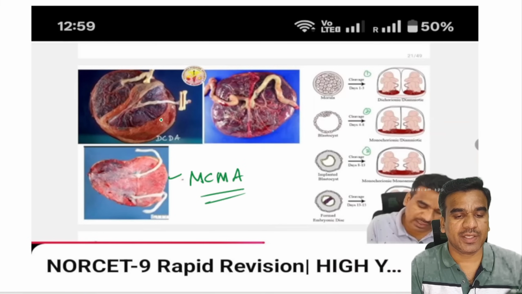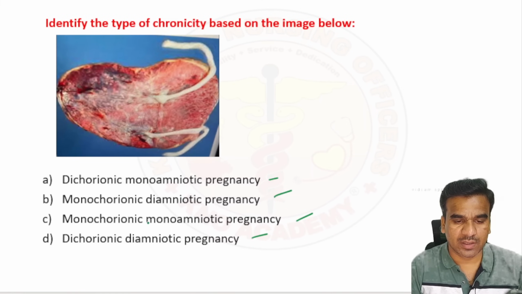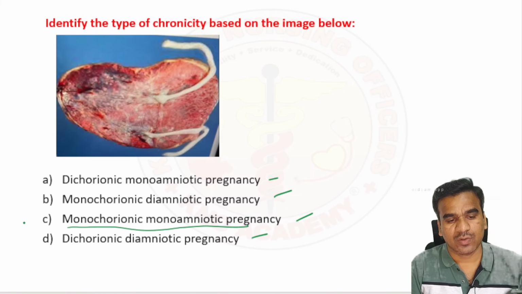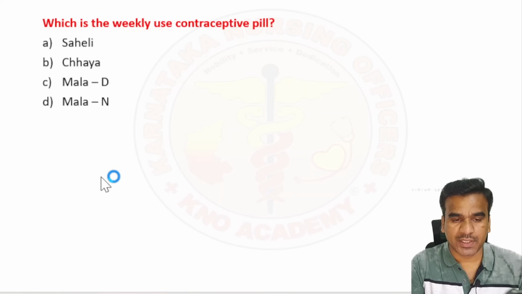This is the dichorionic diamniotic. This is the monochorionic diamniotic. And this is the monochorionic monoamniotic pregnancy. So option C is the right answer. We'll move on to the next question.